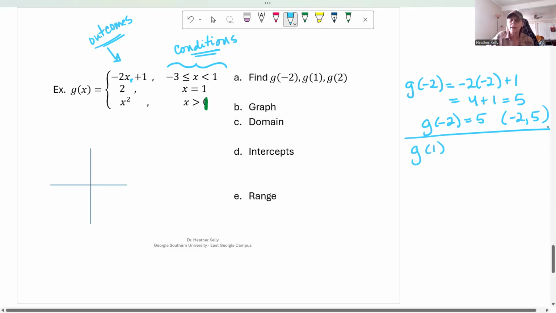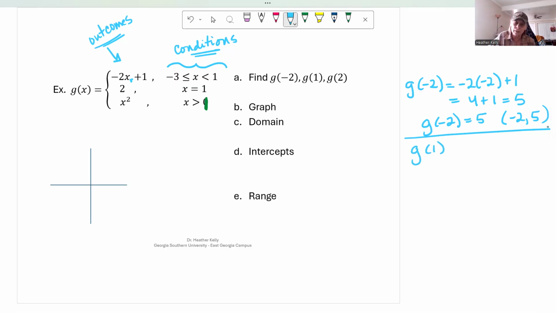Okay. G of 1, now you look here at the conditions, you see that the first condition is between -3 including and not including 1, up to 1. The last condition is greater than 1, but the middle condition is if it equals 1. So g of 1 is equal to 2.